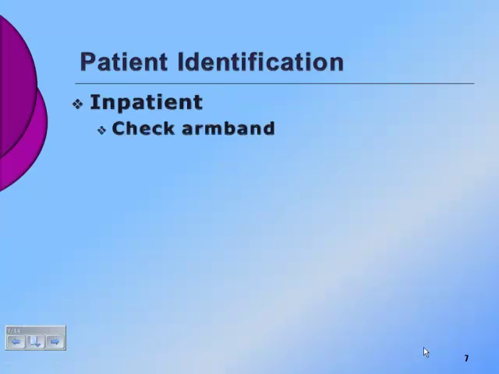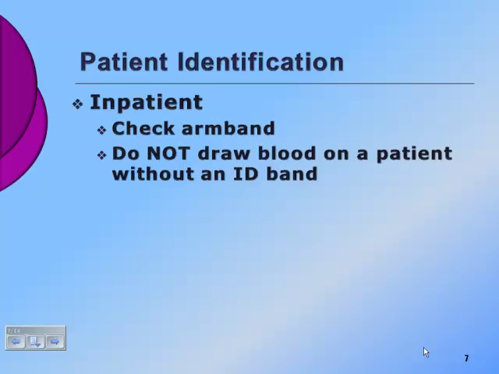For inpatients, generally you're just going to check the armband. Do not draw blood on a patient who does not have an identification band, and the identification band must be attached to the patient, not to the bed.